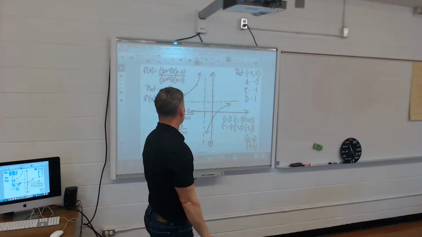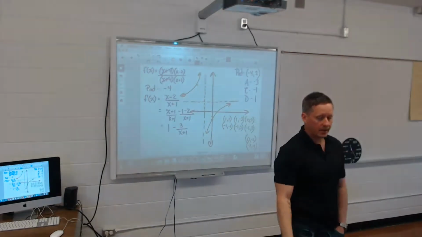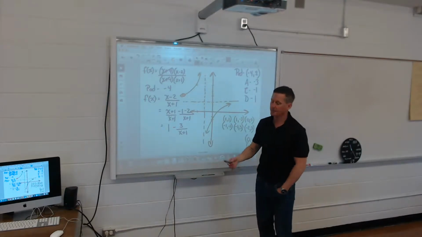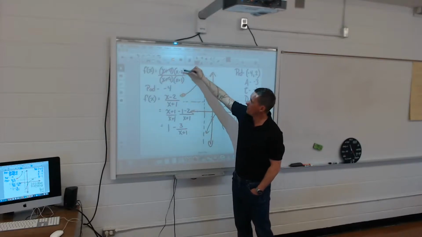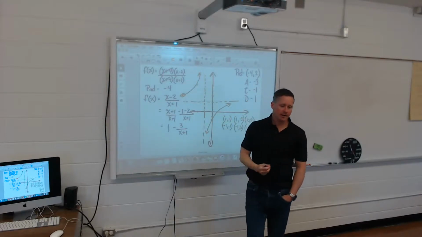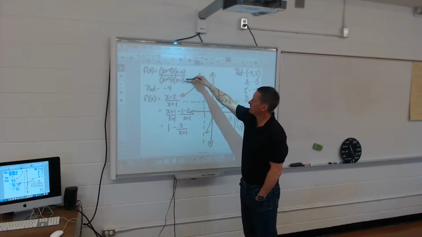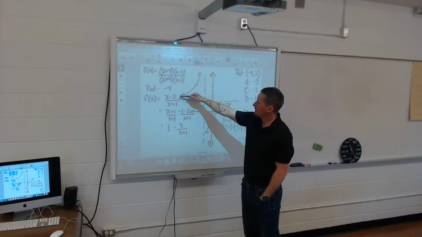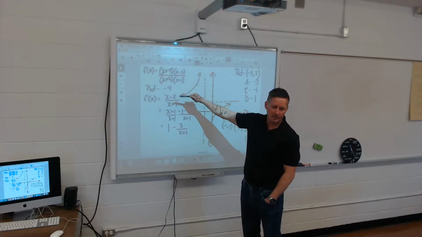Okay, so it looks pretty easy, but there is a lot of work here to do this. So let's go through it again. First things first is you factor. You factor and you cancel out the terms that are the same. So then I have x minus 2 over x plus 1. All right? So that's the graph that I've got to do.